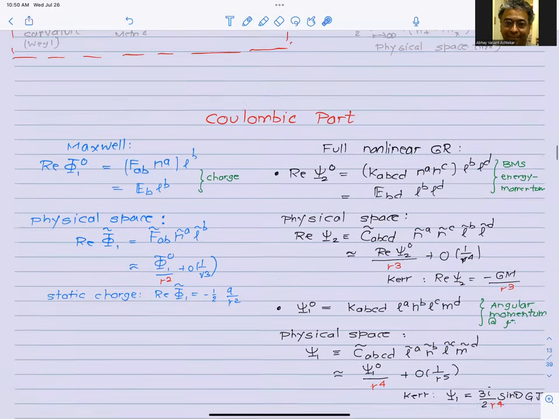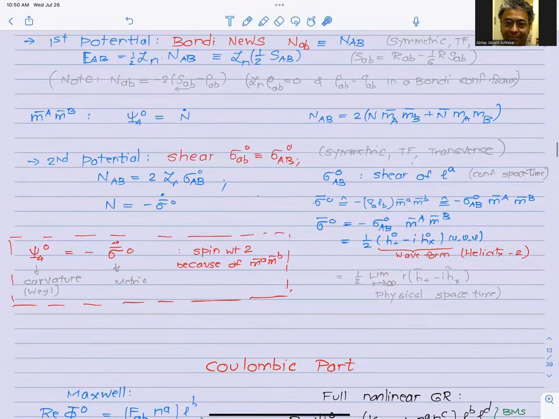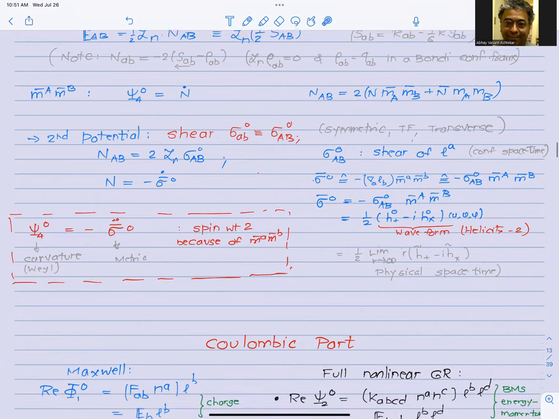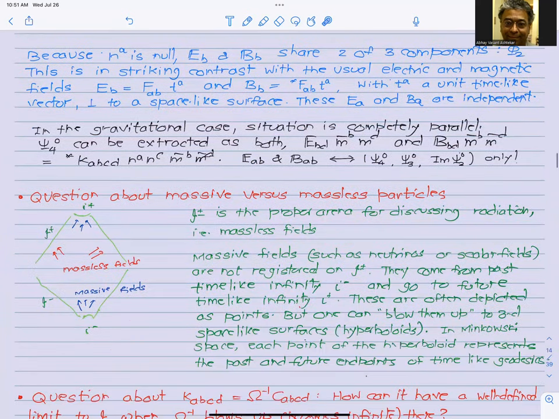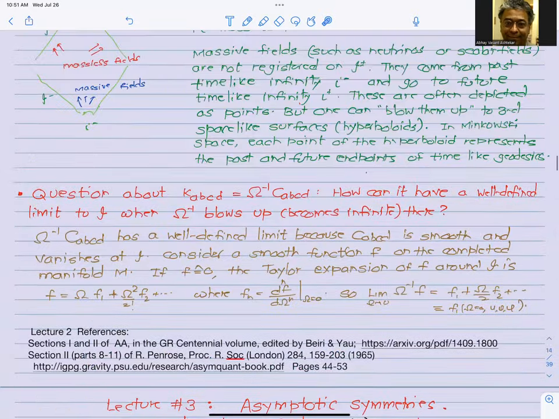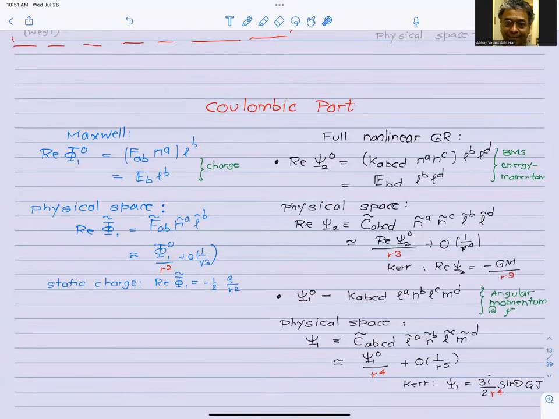So what we have done here is seen that the procedure used in the Maxwell field can be repeated. And repeating that procedure gives us the radiative part of the Maxwell field as well as the Coulombic part of the Maxwell field. That procedure gives us the radiative part of the gravitational field as well as the Coulombic part of the gravitational field. So I'll stop here and take any questions. There are some commonly asked questions which I have in my slides, so you can go through that also, but I'll stop here and take any questions you have.